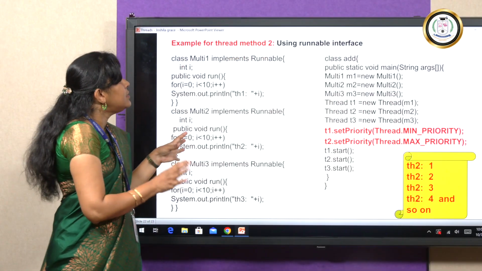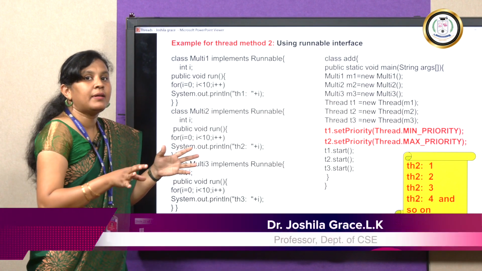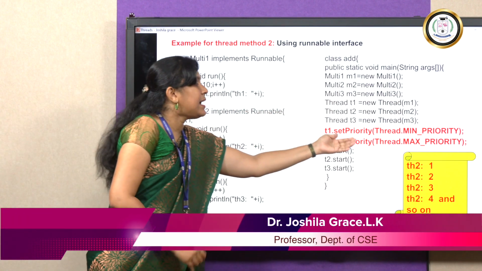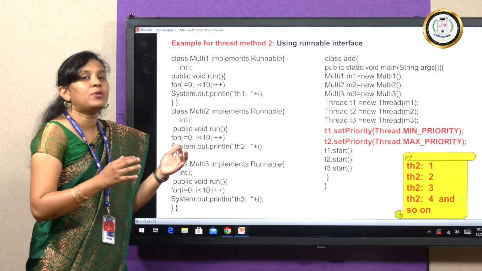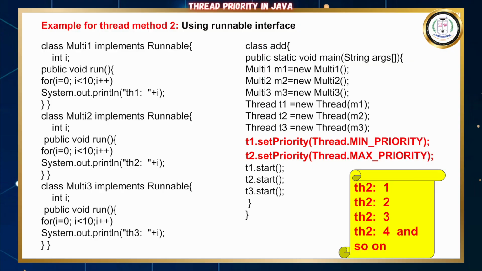All 3 threads keep on running, but since we have given the max priority to the second thread, it will complete the operation before all other threads complete. With this, we have completed setting the priority for the Runnable interface.